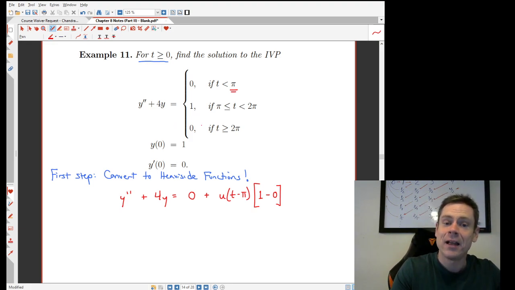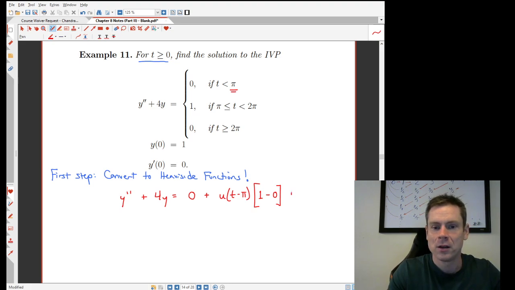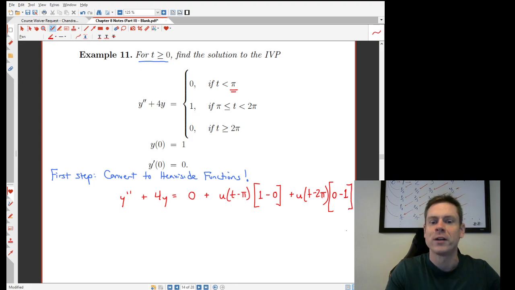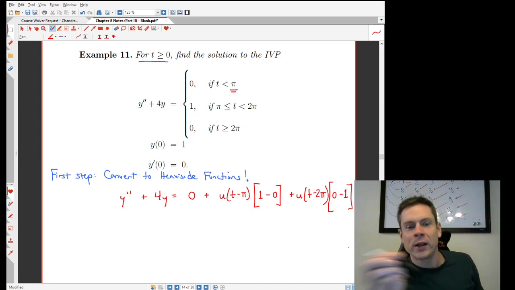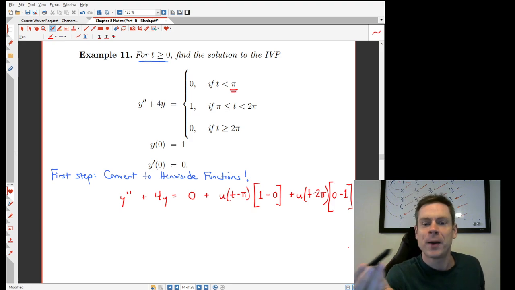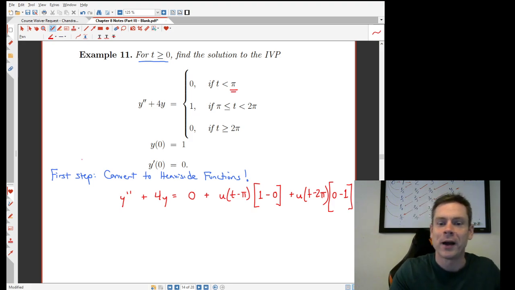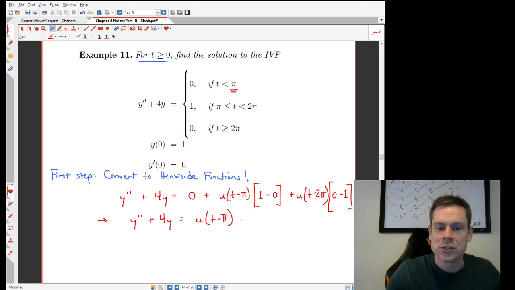And then at t equals 2 pi, I want to shut off that behavior. So I'm going to turn, if you will, on the 0 and subtract off the 1. If you're good at these things and you understand how the step functions work, you might be able to see pretty quickly that you just have to add on a u of t minus pi and subtract off a u of t minus 2 pi. But it's nice to practice those techniques from the last few pages. So really, at the end of the day, we have this differential equation to work with.